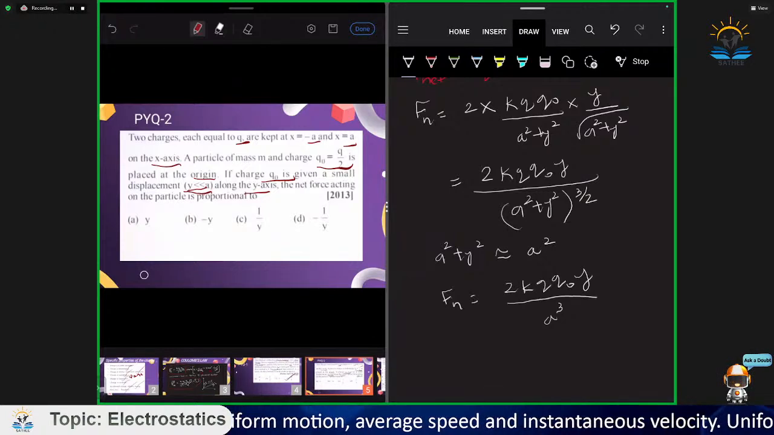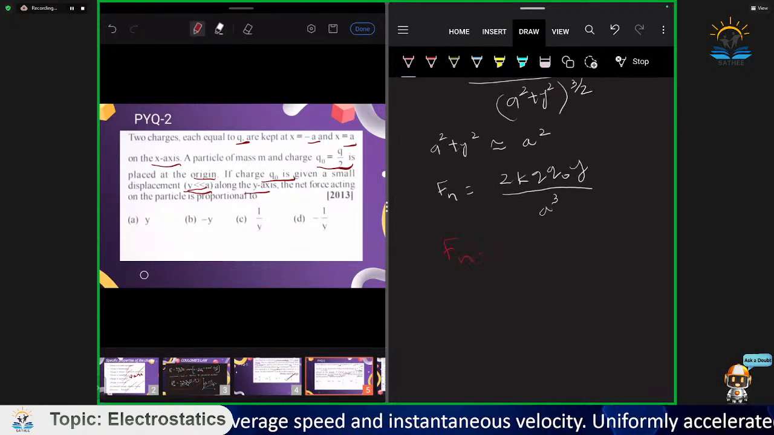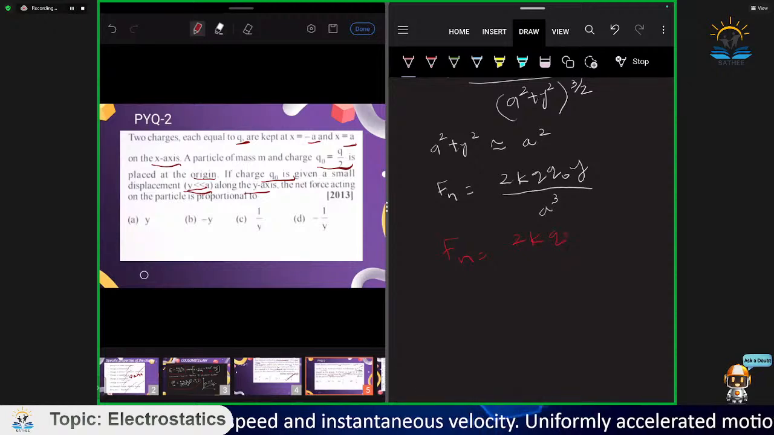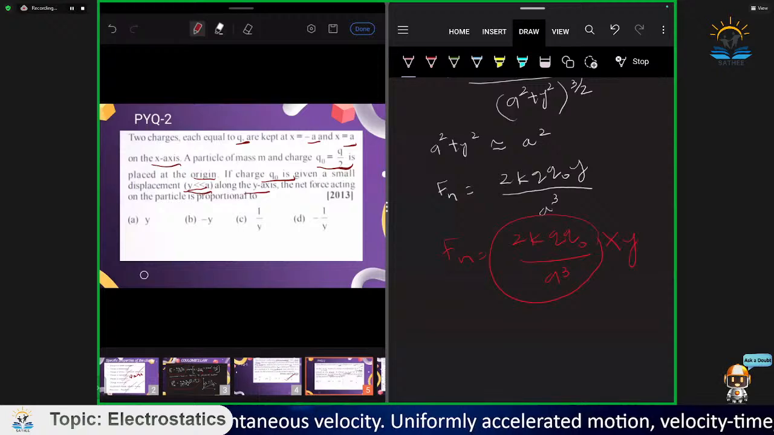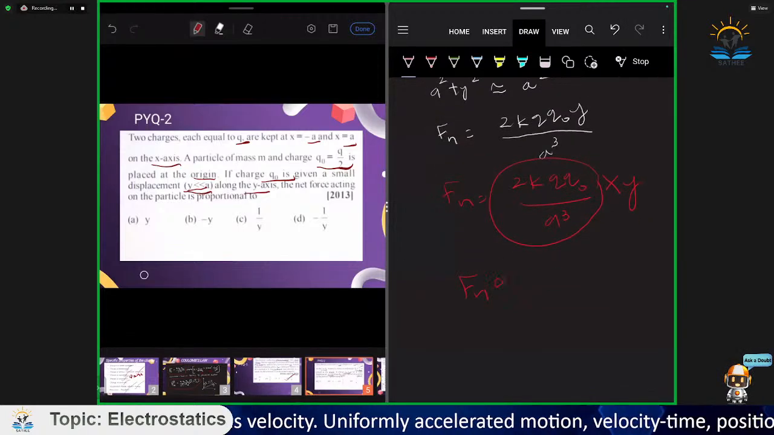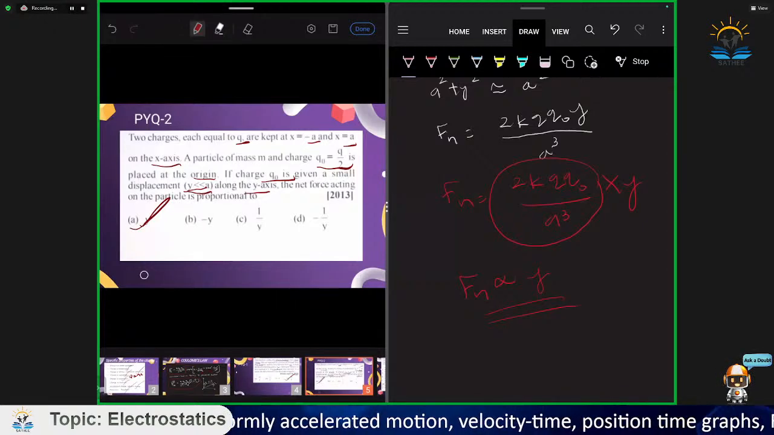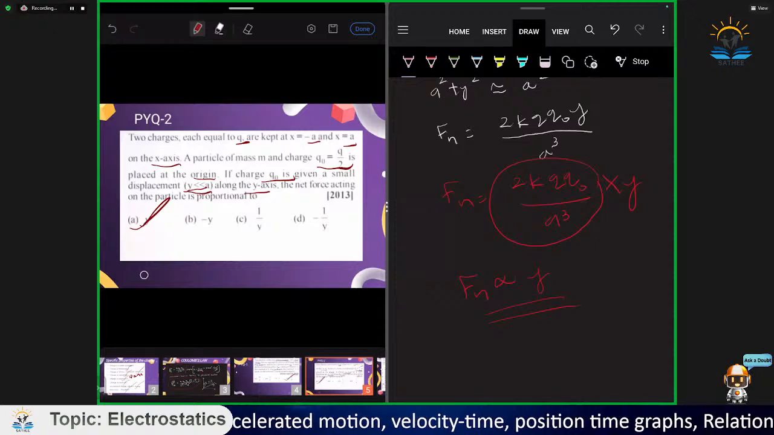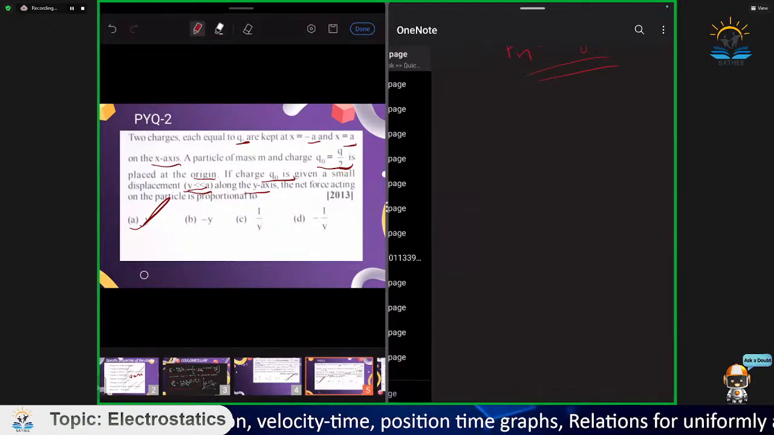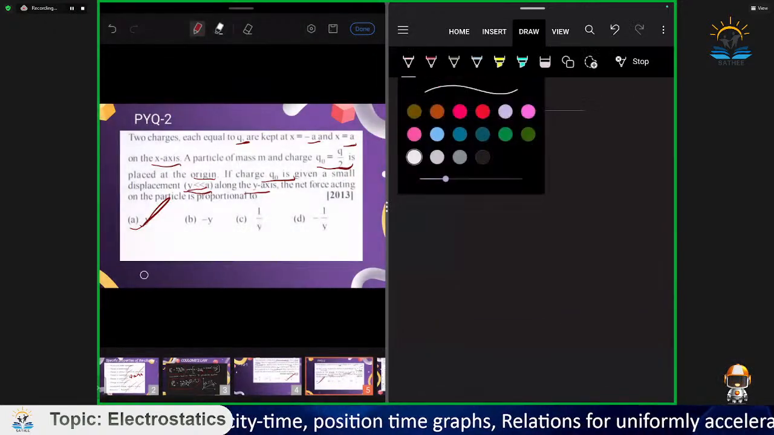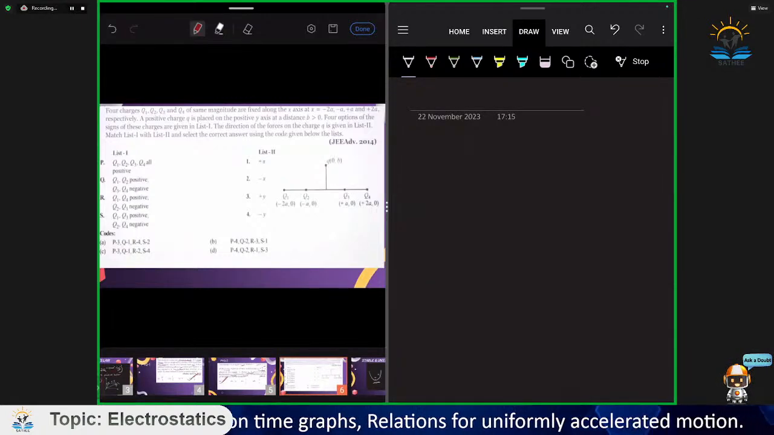So a is constant again. So F net we got as 2kq0 by a cube into y. So actually F net is proportional to y. So A will be the answer. The question is the net force acting on the particle is proportional to y. Option A is the correct answer. Okay. Next question. It's actually a very simple question.